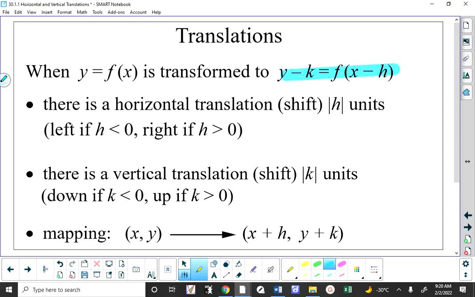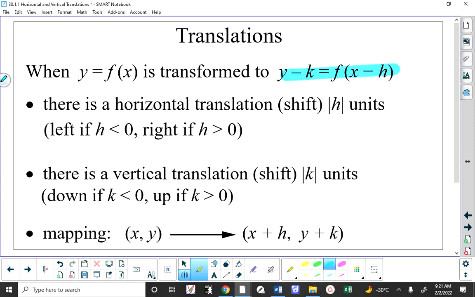So if h is negative, that means the horizontal translation is negative, and negative in terms of horizontal is to your left. If h is a positive number, well then it's a positive translation. It's in a positive direction, and for horizontal, positive is to the right. I can go through the same thing with k. If k is negative, then it's a negative vertical translation, and negative in terms of a direction vertically is down. And if k is positive, then it's shifted up, because up is a positive direction vertically.